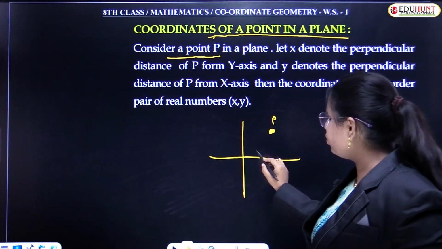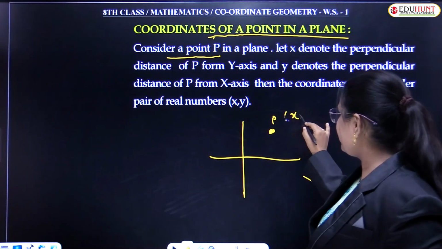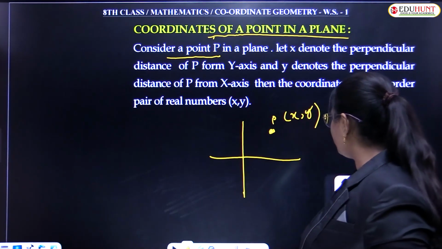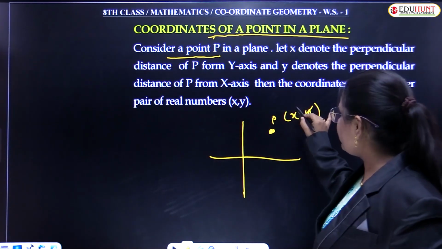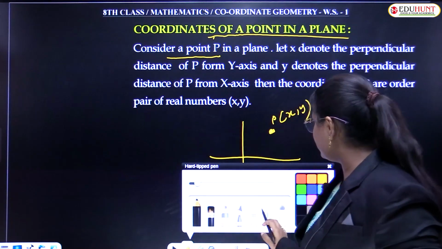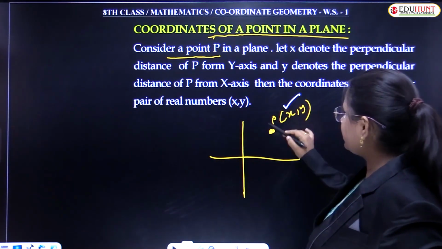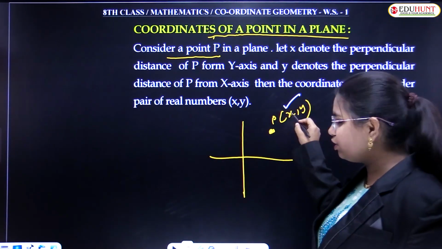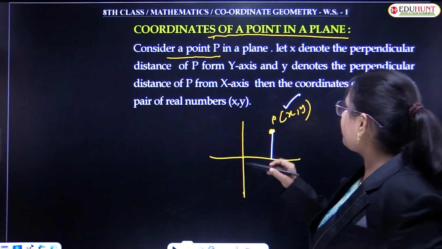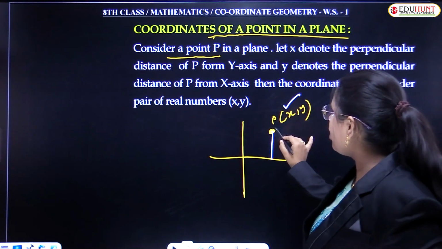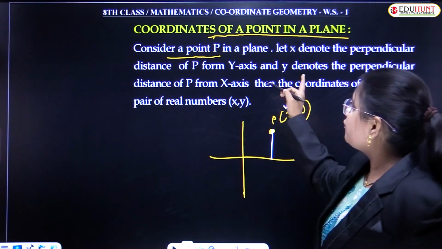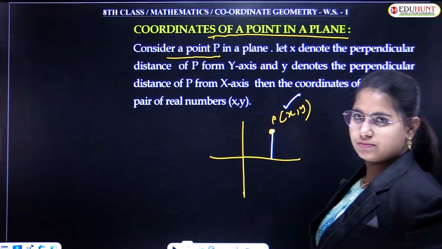So let me take a point P(x, y). What does this x denote? X denotes the perpendicular distance of P from the y-axis.